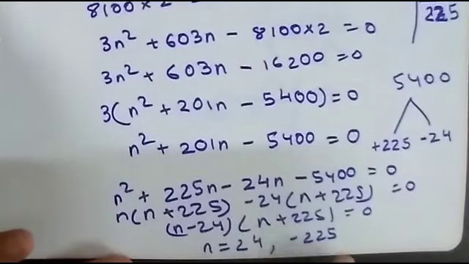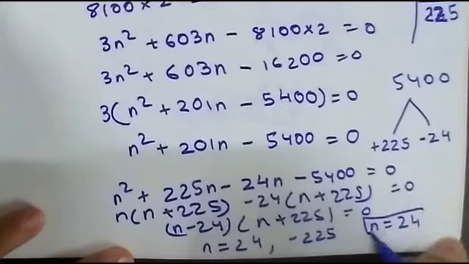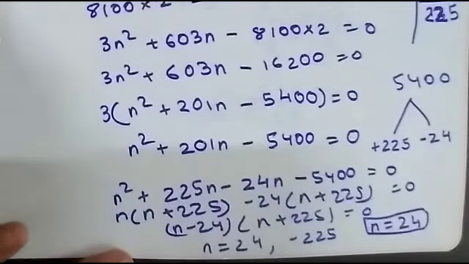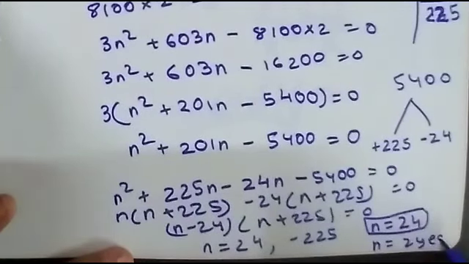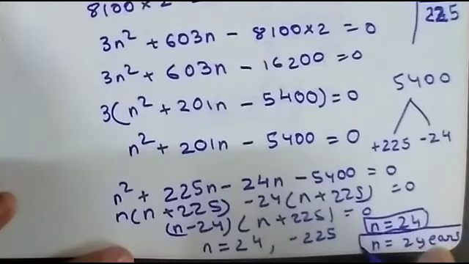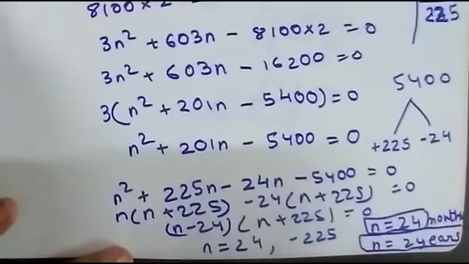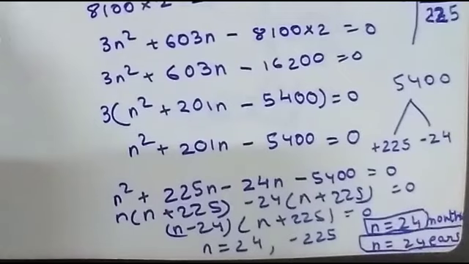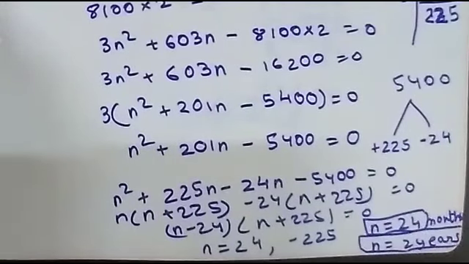So years cannot be negative. Therefore we will write N equals to 24, which is not actually 24 because they have asked in years. Therefore N equals to 2 years. Therefore final answer is this. Do not leave writing 24 because here it is 24 months. Always remember this. In the question they have asked in years. So see in the question what they have asked, in months or in years. So the final answer is 2 years.